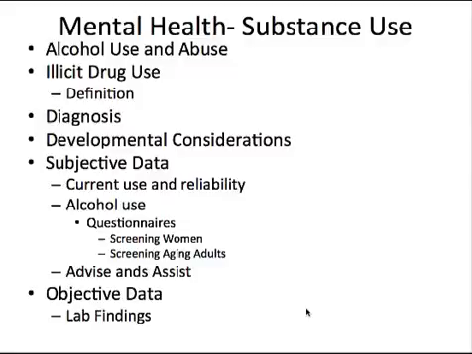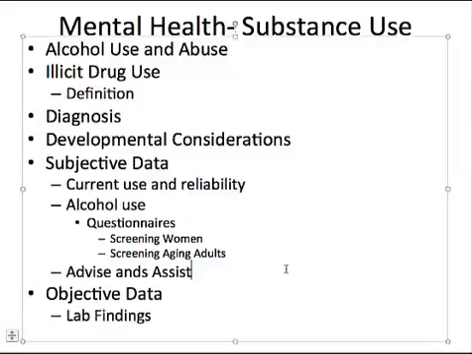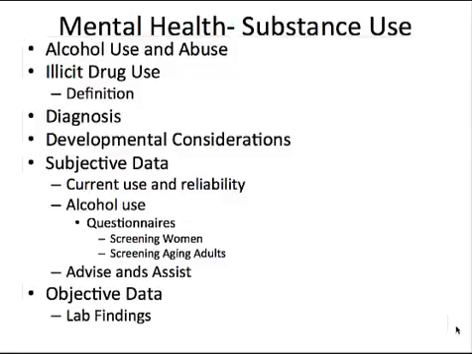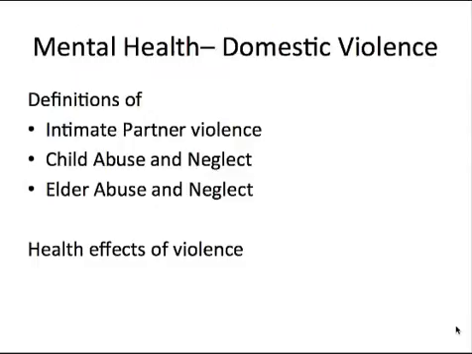Substance abuse, these are illicit drug use or alcohol use and abuse. Those things need to be assessed, and there are questionnaires specific for screening women and screening aging adults that are readily used in the settings. There are also lab findings and developmental considerations when you talk about alcohol use or substance abuse. Those things depend on whether it's a teen, an adult, or an older adult. Different ages are prone to different things.